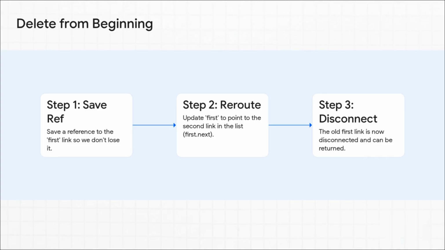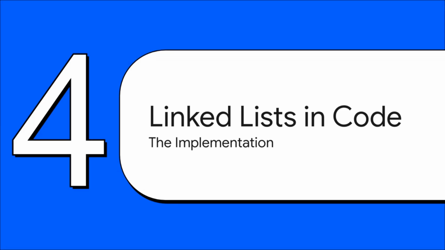And by doing that, the original first link is now orphaned. Nothing points to it anymore. It's just floating out in memory, and eventually the system will come along and clean it up. The list now just starts one step further down the chain. Simple as that. Okay, so that's all the theory.